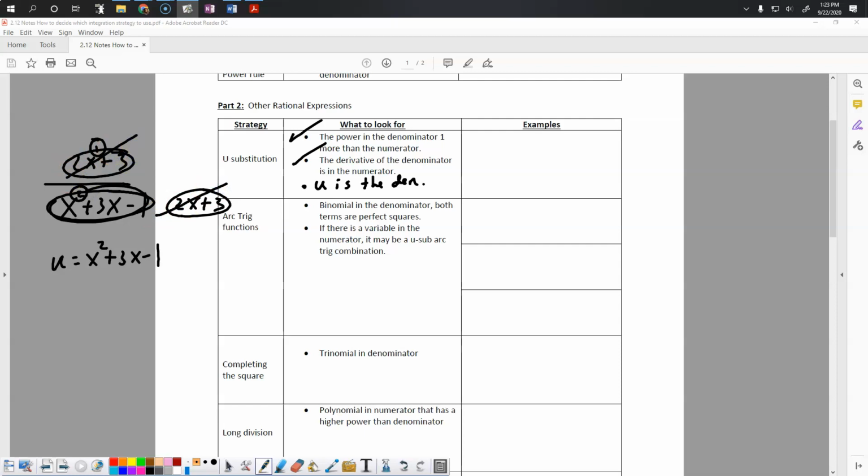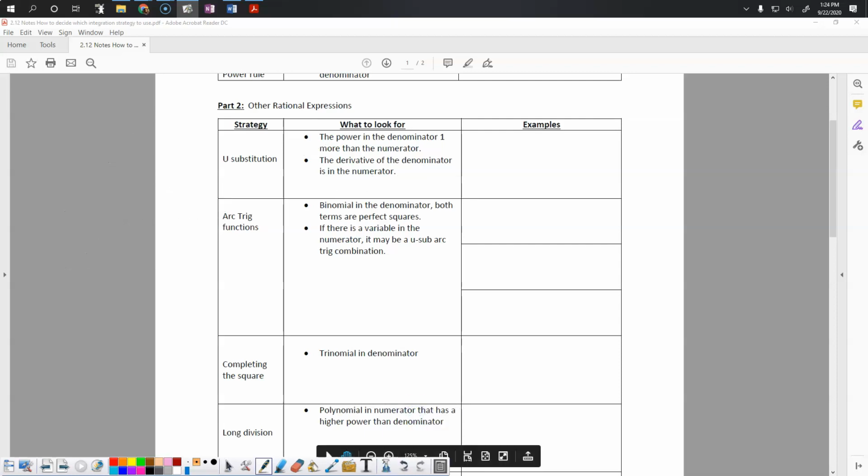That's the whole point of it. And you might have an extra constant in there or something that you can factor out. But the point is that the derivative, after you take it, should cancel out the numerator. You shouldn't have an x anymore. Okay? So there's that. That would be a U-substitution.